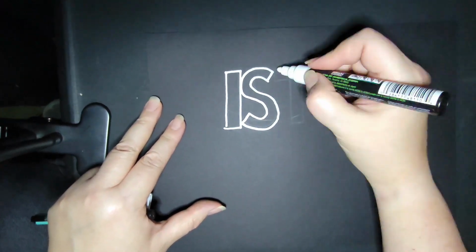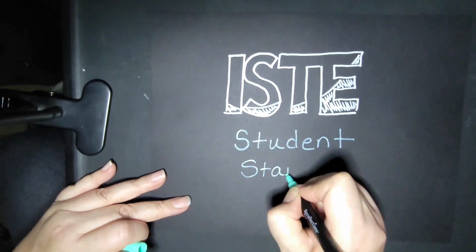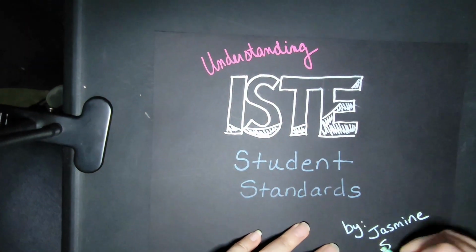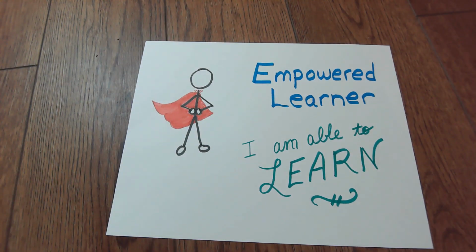ISTE has developed a set of 7 standards to help students succeed in navigating the evolving world of technology. Let's take a closer look at these standards, shall we? First, there is the empowered learner. When students become empowered, they are given the tools and resources to make active, informed choices in their learning.